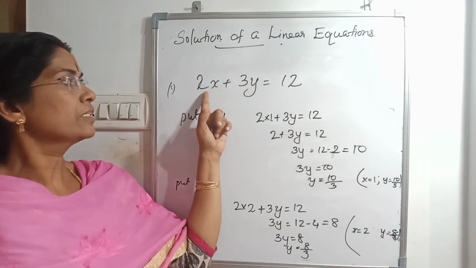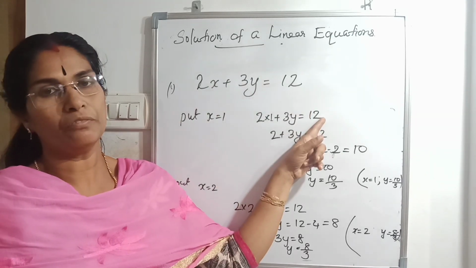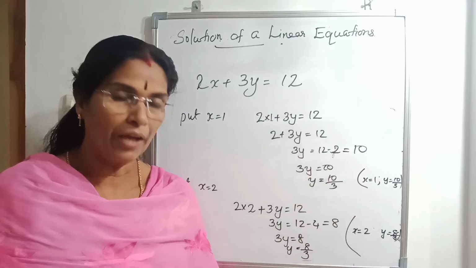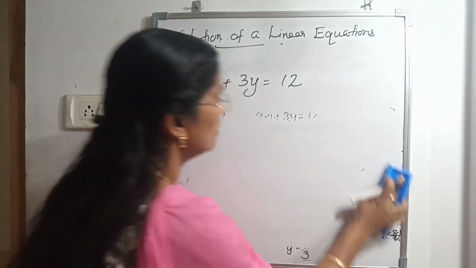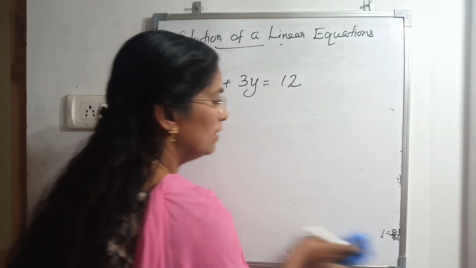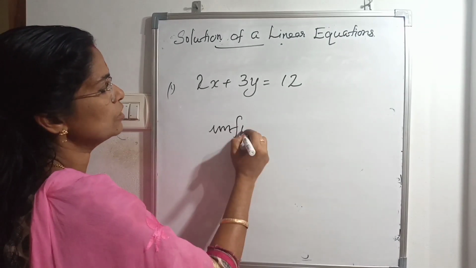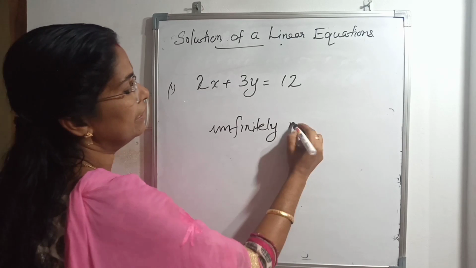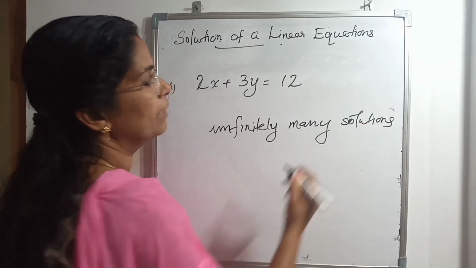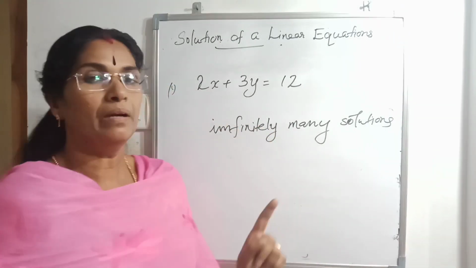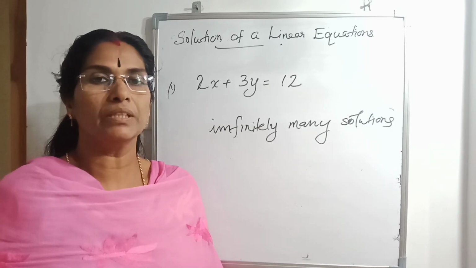So if you are putting x equal to 3, you will get another value. If you are putting x equal to 4, you will get another value for y. So we will get more solutions for these equations. So we can say that a linear equation in two variables has infinitely many solutions. But a linear equation in one variable has only one solution. That is the difference. Clear how to find the solution? Okay.